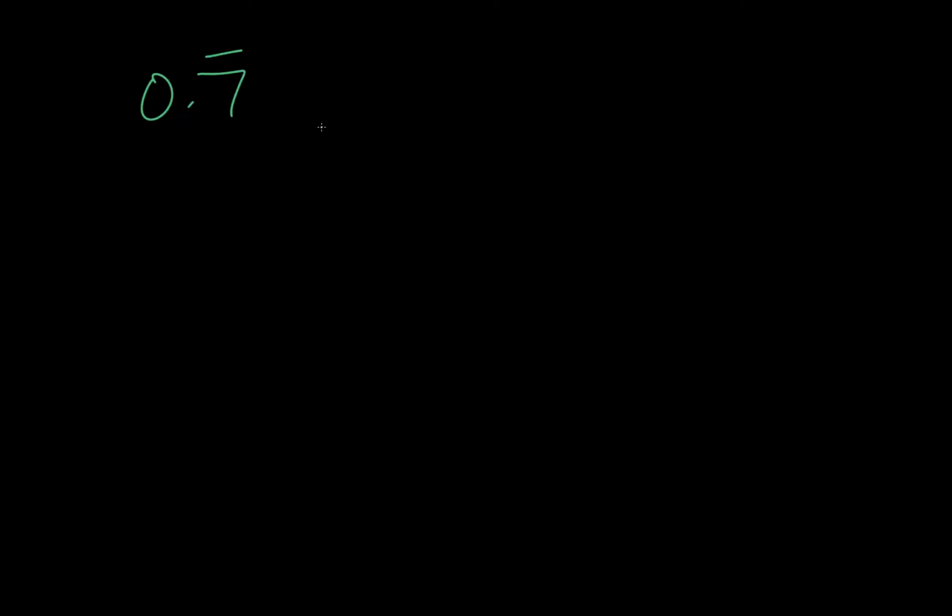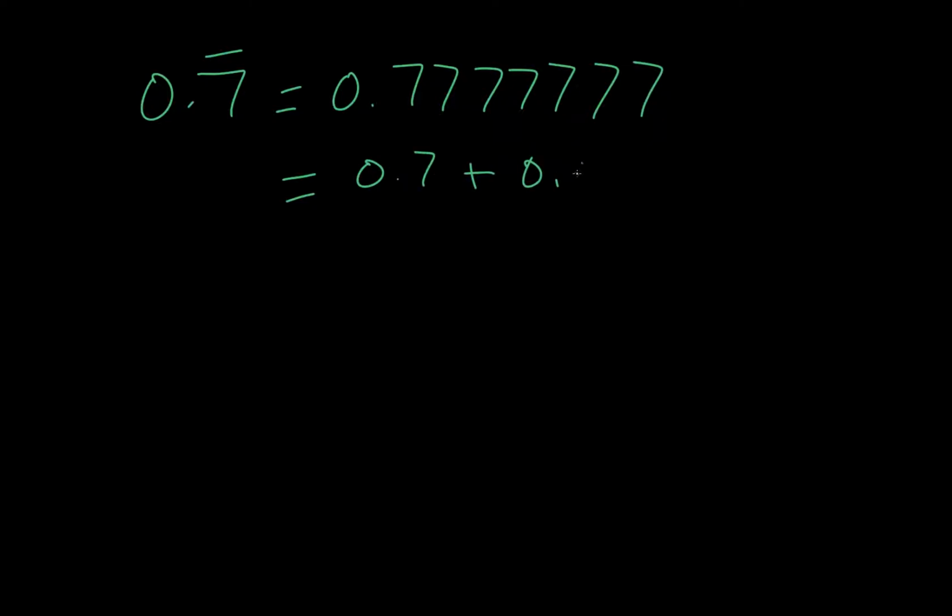So first we're going to write it as a series. So I'm going to write this out like this is what this means, right? So I can also write that as 0.7 plus 0.07 plus 0.007. So we're just kind of adding each 7 in there. So those zeros are like placeholders.